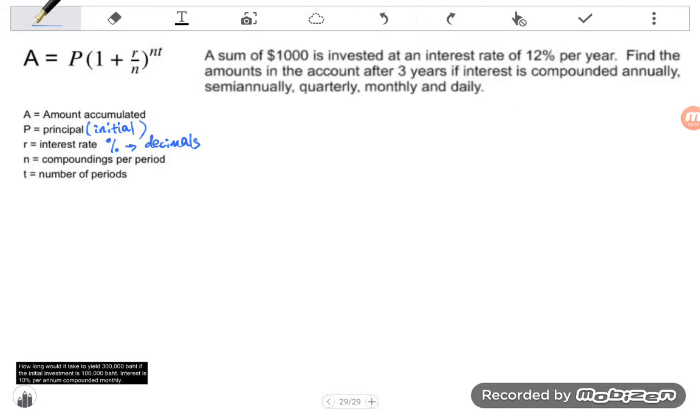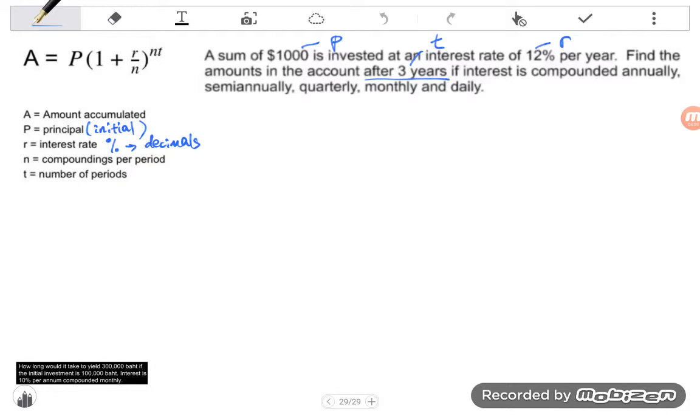All right, welcome back. A sum of $1,000 is invested at an interest rate of 12% per year. So this is my P, correct? Because that's how much we have in the beginning. This is my R, correct? So 12% per year. Find the amount in the account after 3 years. After 3 years, this is my T.